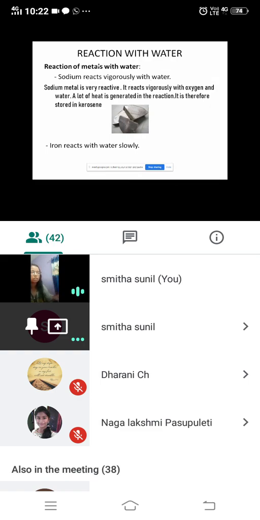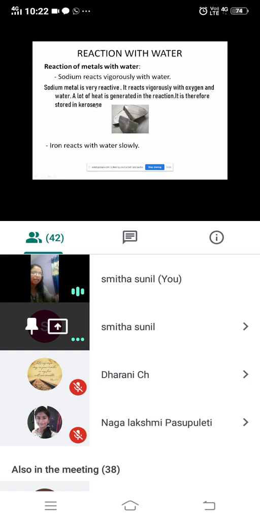So if you are asked a question, why is sodium stored in kerosene? Because sodium reacts vigorously with oxygen and water. So a lot of heat is generated in the reaction. It is therefore stored in kerosene.